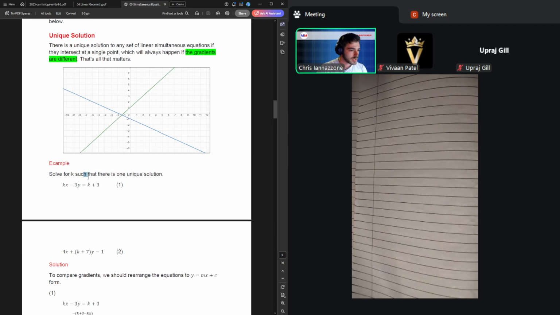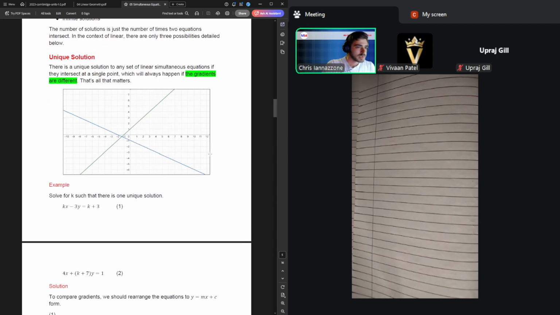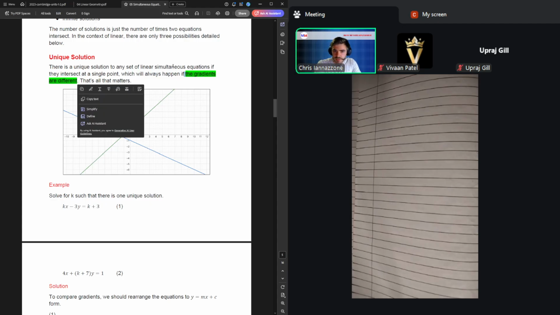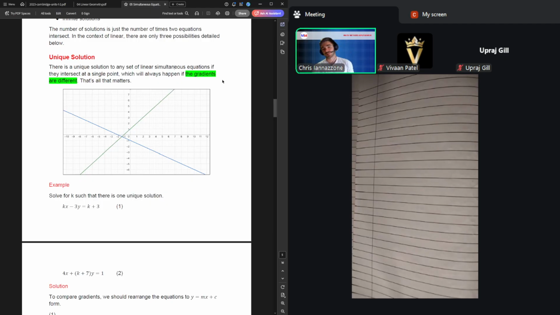So, unique solution. How do we actually go about doing that? To have one crossover point, the only criterion is for the gradients to be different. As long as the gradients are even slightly different, they will eventually cross over at a single point. They have slightly different slopes, so they will never run in parallel. They'll just hit each other at a certain point.